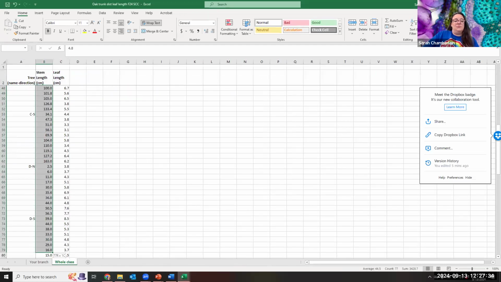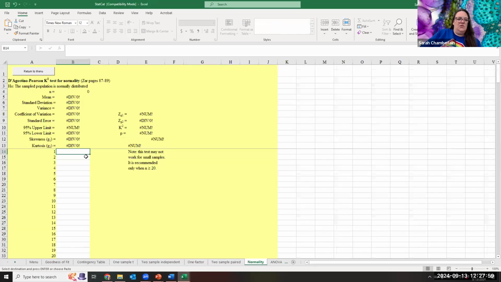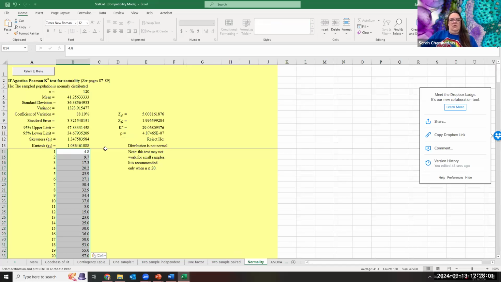You guys already remember how to do normality though, yes? So this should not be challenging. Now, because the stem length and the leaf length are measuring two totally different things, you wouldn't want to put them all together in the test for normality. Then your data is going to be bimodal, and it's not going to be normally distributed. So you want to do them separately. So I'm going to do that. So the distribution is not normal.